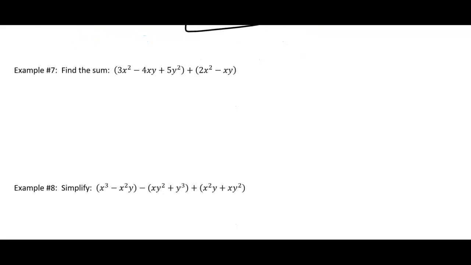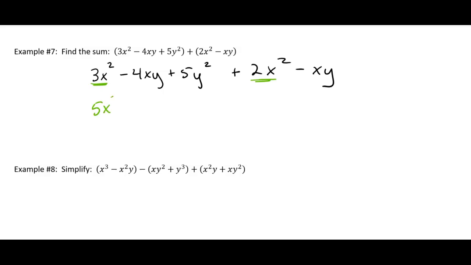All right. So now we have another one. We have addition this time. So I've got the 3x squared minus 4xy plus 5y squared. And then I'm going to add 2x squared minus xy. So I look for the like terms. Do I have any x squareds? Yes, right there. So there's going to be 5x squared.